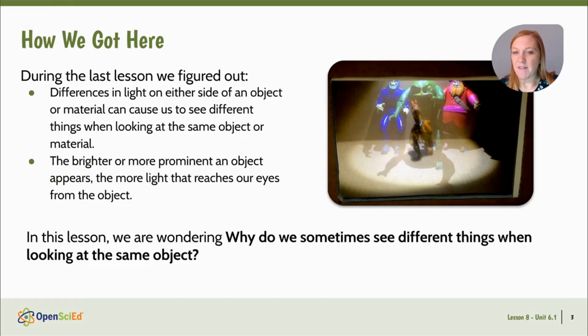In lesson 7, we figured out that differences in light on either side of an object or material can cause us to see different things when we're looking at the same object or material, and that the brighter or more prominent an object appears, the more light that reaches our eyes from the object. In this lesson, we're wondering, why do we sometimes see different things when looking at the same object?